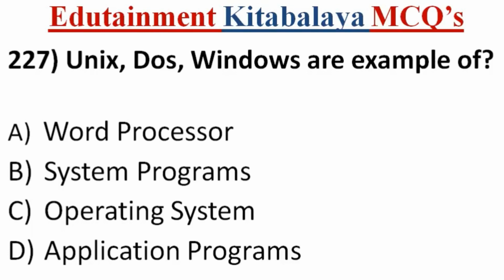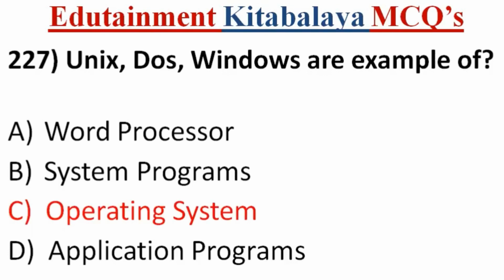Question number 227. Unix, DOS, Windows are examples of A. Word processor. B. System programs. C. Operating system. D. Application programs. Correct answer is C. Operating system.